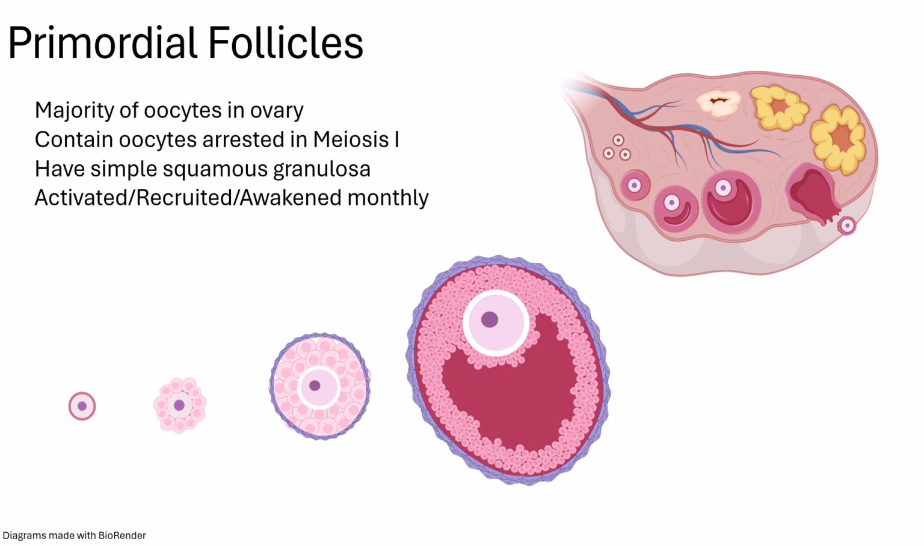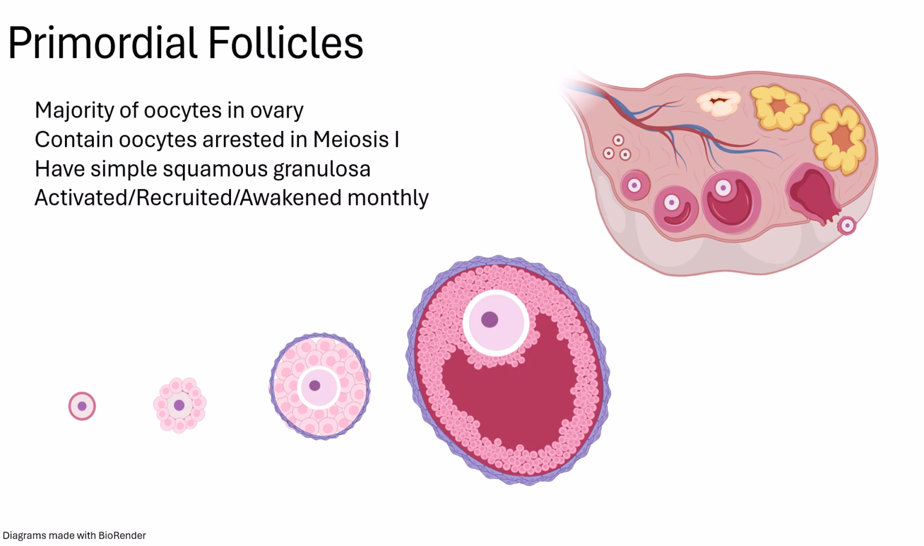Primordial follicles are the most numerous and earliest stage of follicular development in an ovary, and they make up the majority of oocytes in an ovary. Each primordial follicle contains a primary oocyte arrested in meiosis I, a state in which it can remain for years, even decades, even half centuries. The oocyte is surrounded by a single layer of simple squamous granulosa cells, and these cells provide minimal support and protection in this dormant stage.